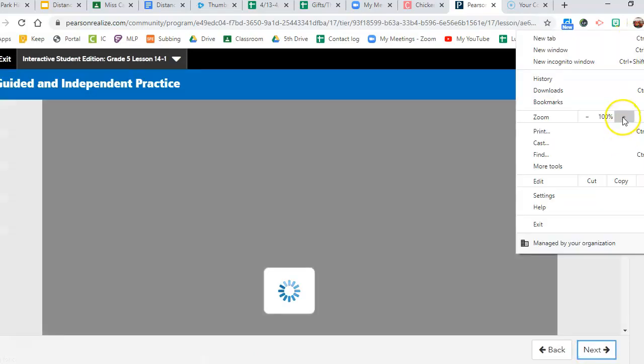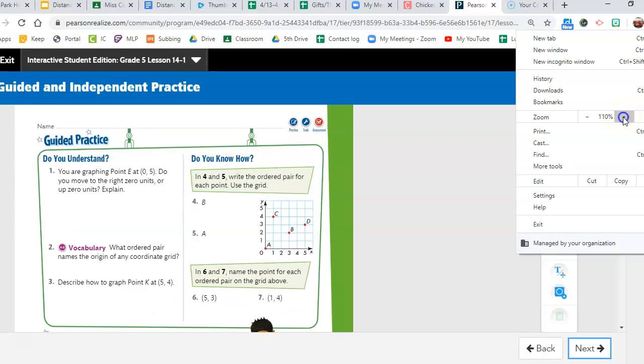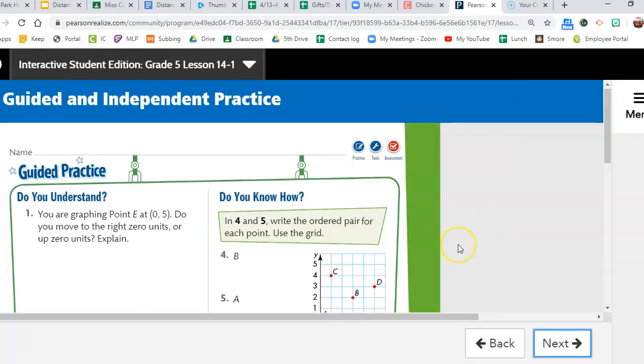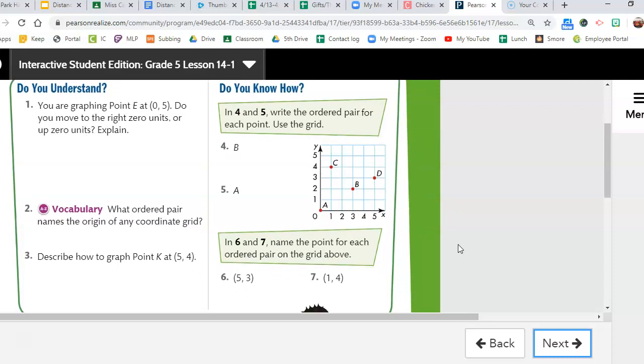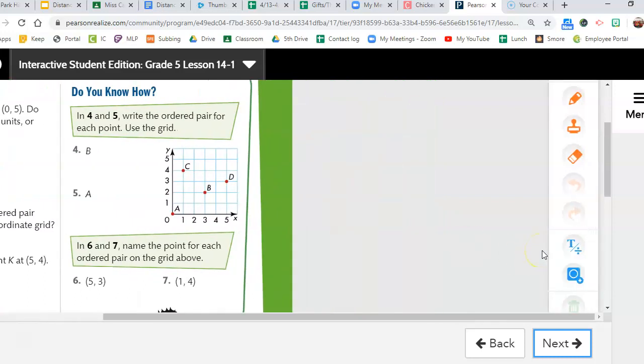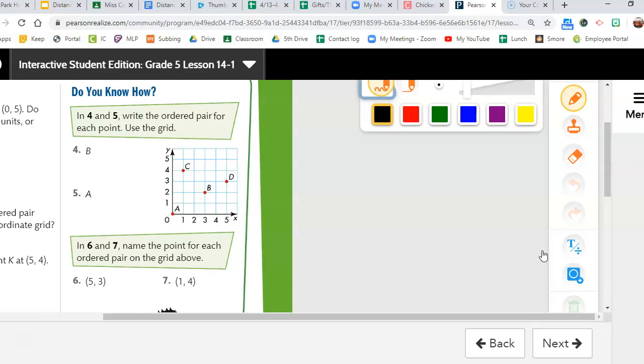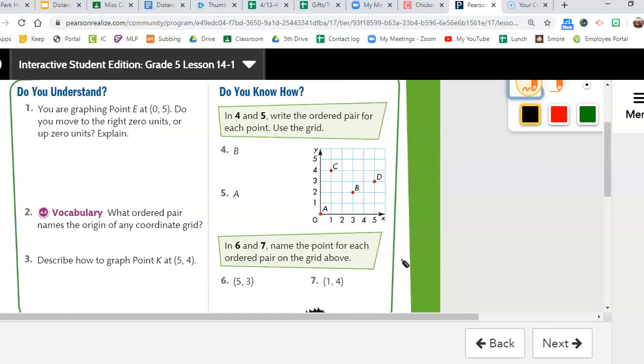And then I've got to zoom in a little. All right, we're going to start with 4, 5, 6, and 7, and then we're going to come back to 1 and 2. Okay, so I need to make sure I have my pen. Okay, so it says, in 4 and 5, write the ordered pair for each point. Use the grid. So I know I'm going to need my parentheses and a comma in the middle. So I'm looking for point B. So here's point B.